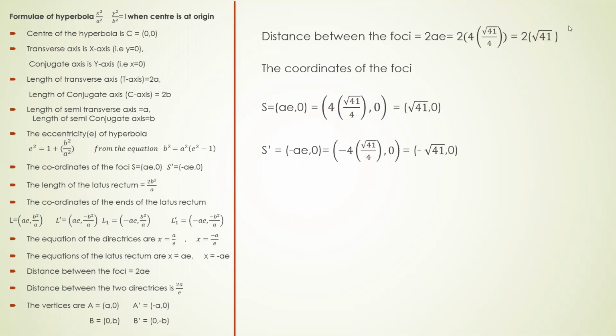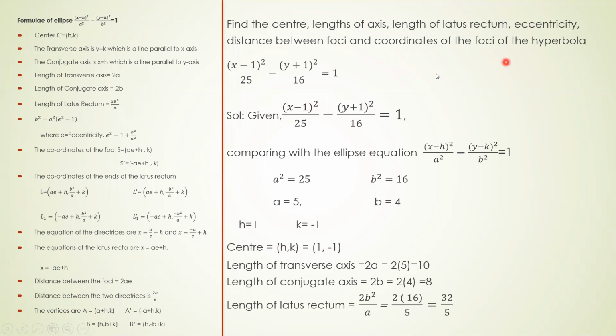Now let us take an example where the hyperbola doesn't lie on the origin. In the previous two problems that we have solved, the hyperbola lies on the origin. Now let us take another problem where the hyperbola doesn't lie on the origin, meaning the center point is at h comma k.